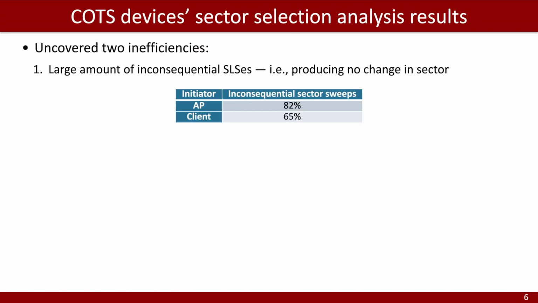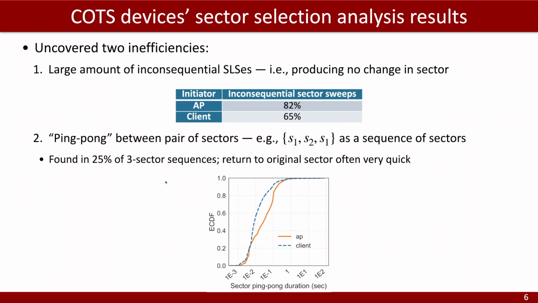Analysis of the collected data revealed two inefficiencies in the sector selection process. First, the majority of sector-level sweeps were inconsequential, meaning they produced no change in sector being used. This was the case for 82% of SLSs initiated by the AP and 65% of those initiated by the client. This leads us to conclude that the number of sweeps performed was unnecessarily high.